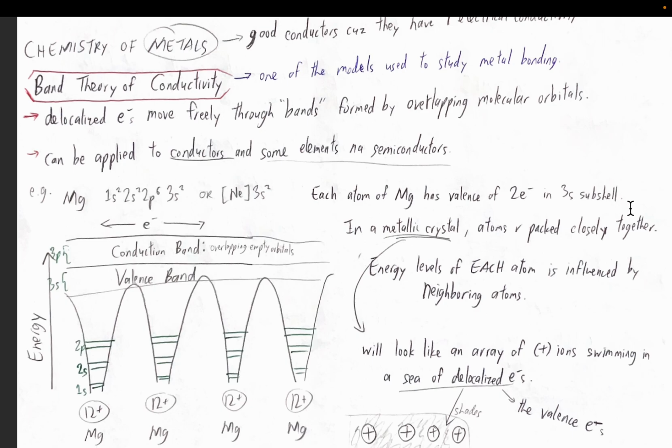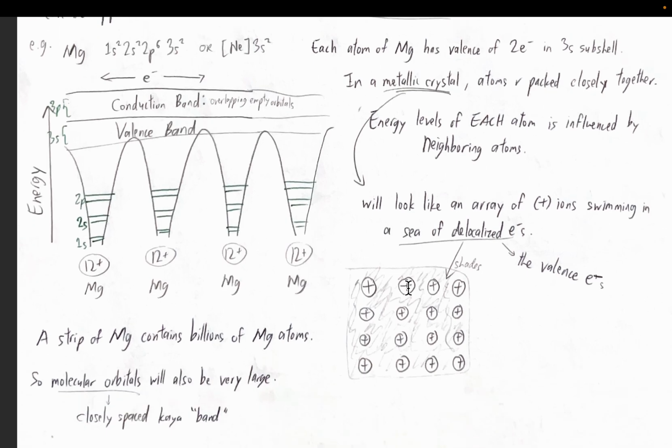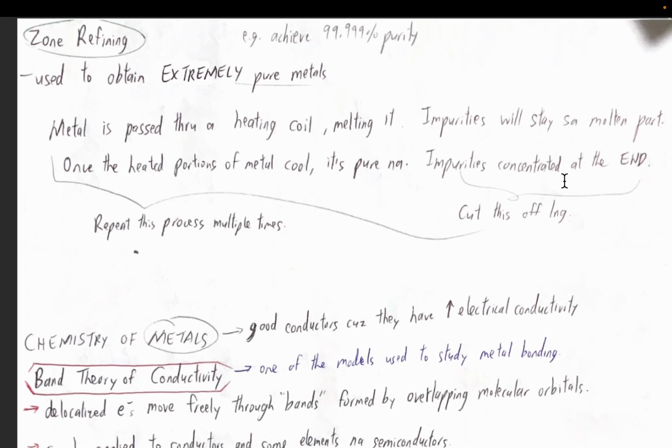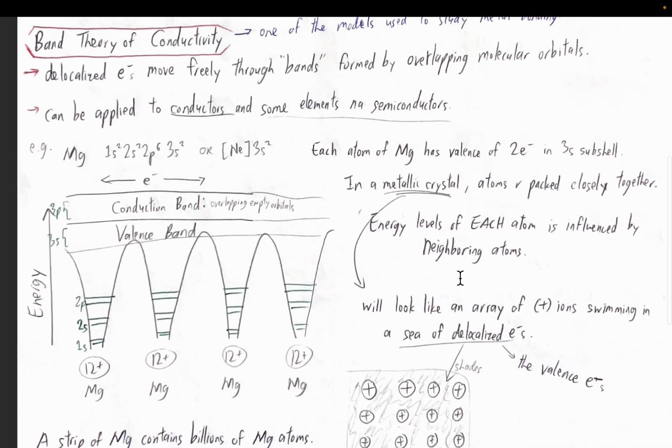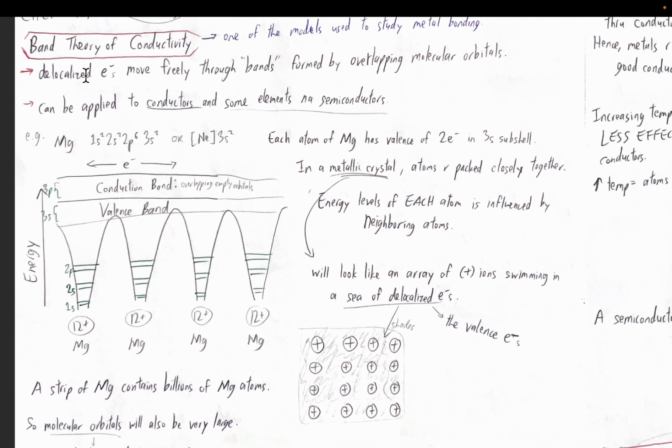So that's very specific. In a metallic crystal, atoms are packed close together, so the energy levels of each atom are influenced by neighboring atoms. The metallic crystal will look like an array of positive ions swimming in a sea of delocalized electrons. What has been mentioned earlier, these delocalized electrons, that's the one here.